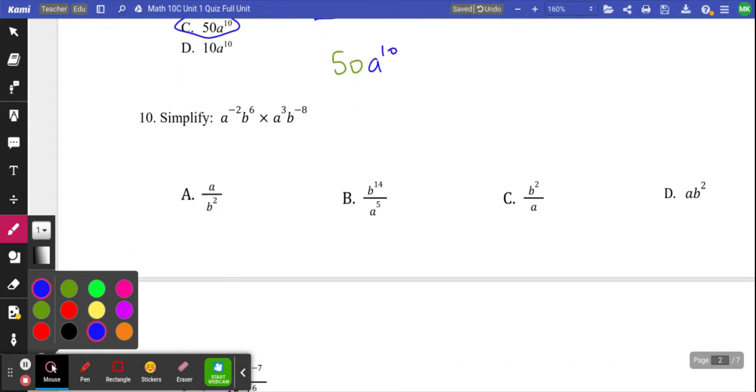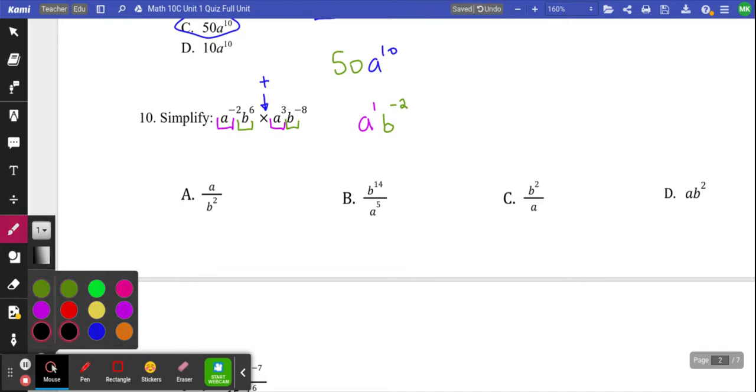Number 10. Simplify. Okay, we're multiplying, which means we're going to add the exponents together. A's will go with A's. So I have a to the negative 2, a to the power 3. If you add those exponents together, it's a to the power 1. And then I have b to the power 6, b to the power negative 8. If you do 6 plus negative 8, you'll get negative 2.